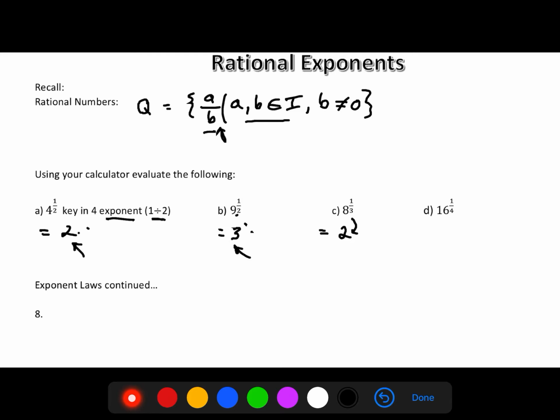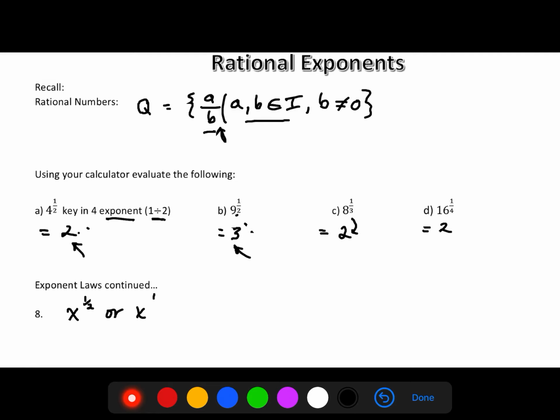So if we think about 16 to the power of 1/4, is that the fourth root of 16? What is the fourth root of 16? 4 2's all multiplied together to give us 16, so the answer is 2. Checking this in our calculator, 16 to the power of bracket 1 divided by 4 and equals, and we do get a 2. So there is another way to write our exponents when they're fractions.